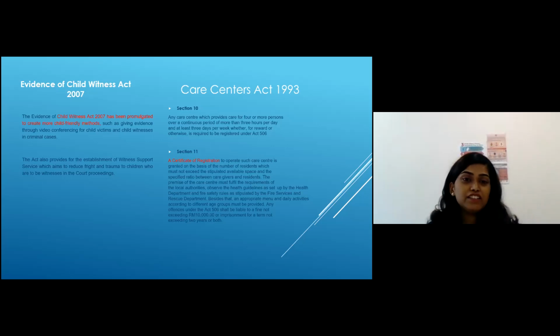So this act is for the establishment of witness support service, which aims to reduce fright and trauma to children who are to be witnesses in any court proceedings.